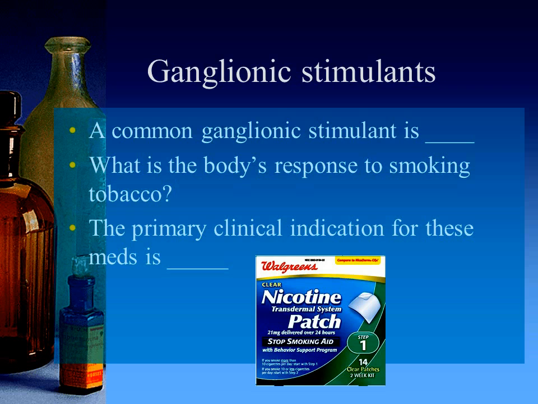So what's the body's response when someone smokes tobacco? What happens with this stimulation of the ganglion? Well, typically after someone smokes tobacco you usually have an increase in heart rate and an increase in blood pressure. You may also see an increase in gastrointestinal activity. And over time of doing this repeatedly, people get used to that feeling, that higher blood pressure and heart rate, and eventually you can get dependence on the nicotine. So they become dependent upon it.